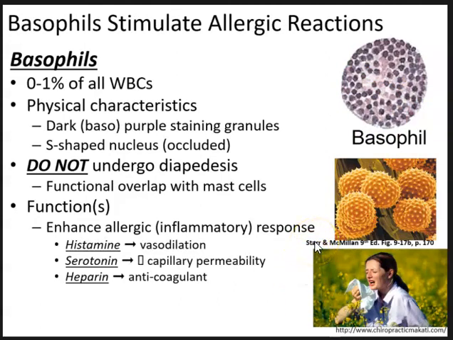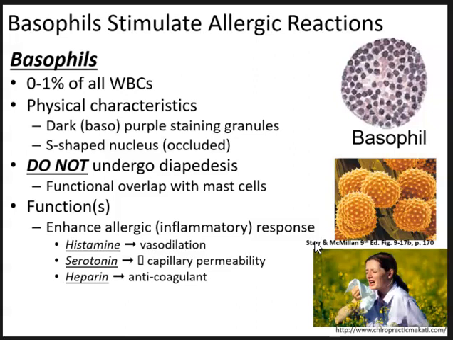So the third granulocyte that we'll talk about are basophils. They are very rare. Usually you don't see them in a blood smear, and that's a good thing. They make up about 0 to 1% of white blood cells. They have very dark purple staining granules within the cytoplasm. When I describe a basophil to my students, I think of a chocolate chip cookie cell. So it looks like a very dark chocolate chip cookie.